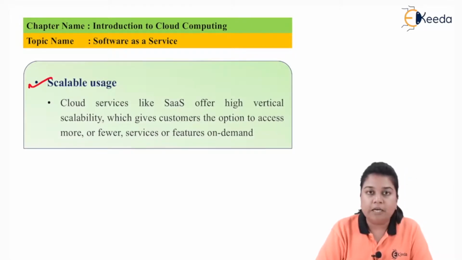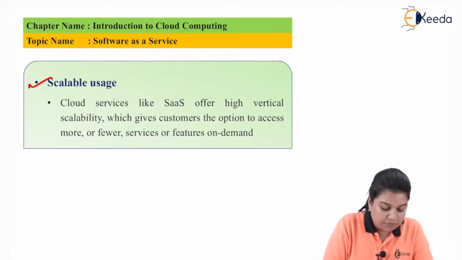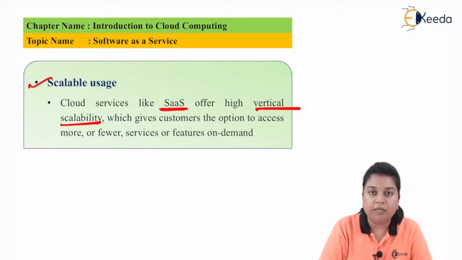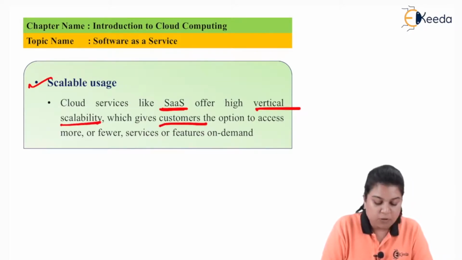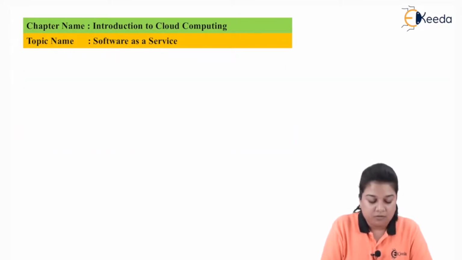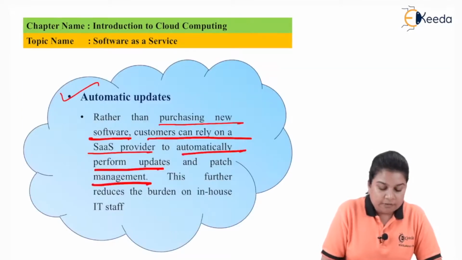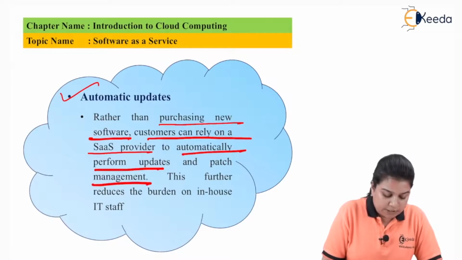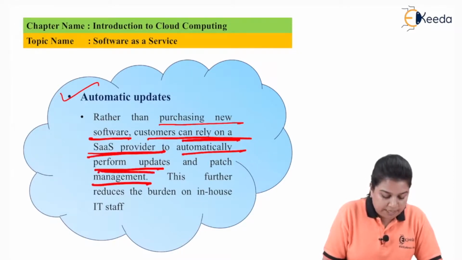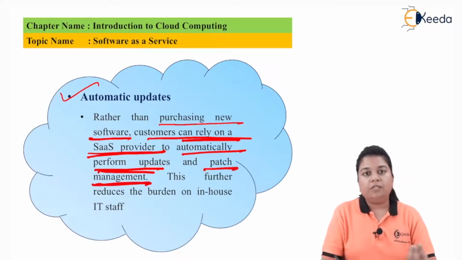Next point is scalable usage. Cloud services like software as a service offer high vertical scalability, which gives customers the option to access more or fewer services or features on demand. Automatic updates. Rather than purchasing new software, customers can rely on a SaaS provider to automatically perform updates and patch management. That means we use simple day-to-day applications through this software as a service.